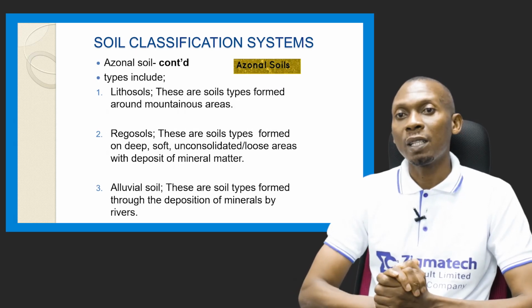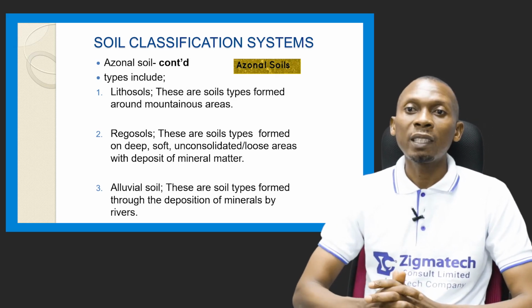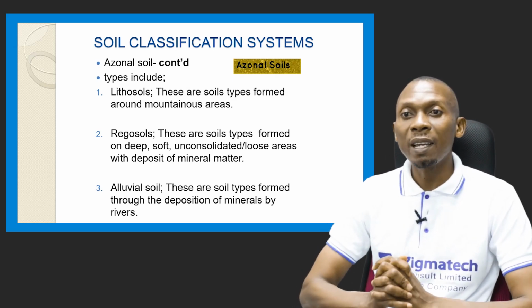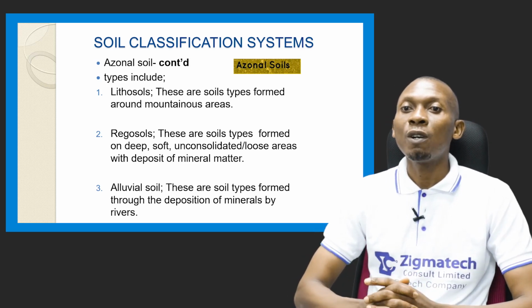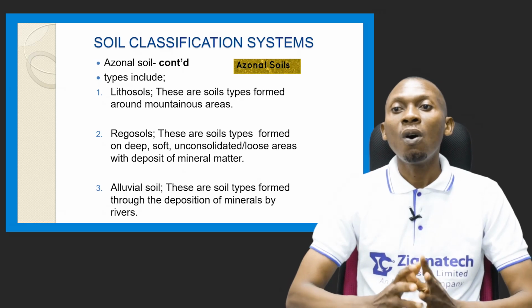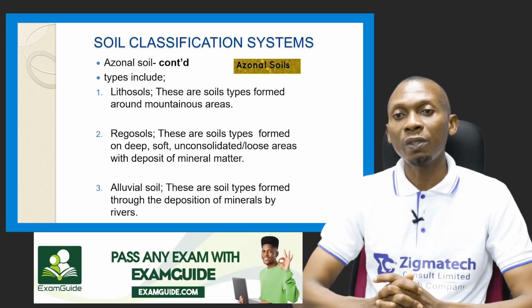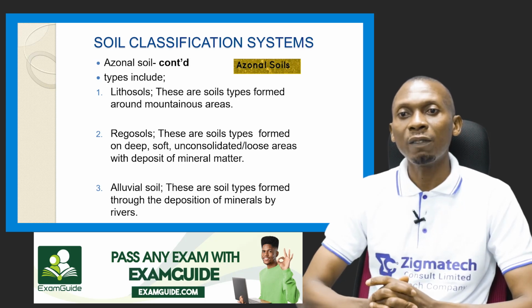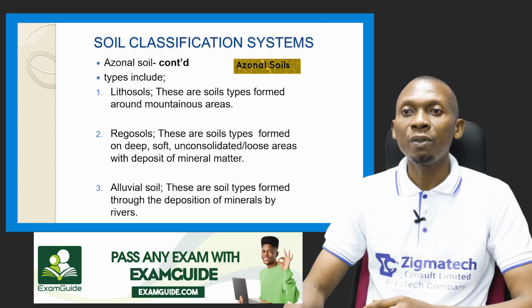The types of azonal soils include, as I mentioned, the lithosols, which are soils that are formed around mountainous areas, while the regosols are soils that are formed on deep, soft, unconsolidated, which is also called loose areas with deposit of mineral matter. And the last here we have is the alluvial soils, which are formed through the deposit of minerals by rivers.